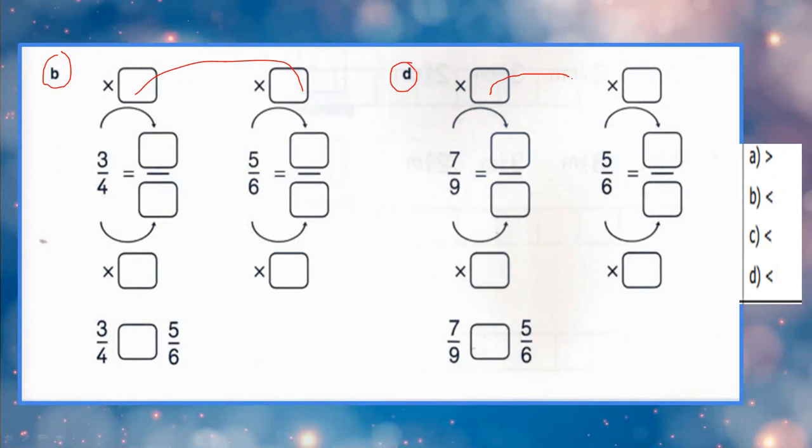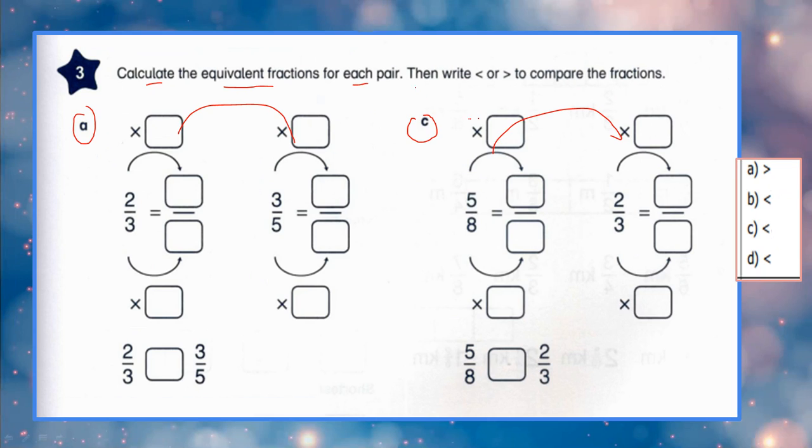And what do you have to do? Let's read out the question. Calculate the equivalent fraction for each pair. After calculation, write this or this: which one is the greater one, which one is the smaller one, to compare the fractions. So we have to do two tasks. First step, you have to solve it. And once you have solved these, you have to compare them. So let's make a start.